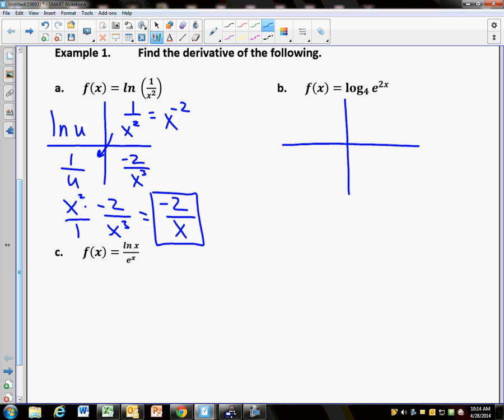Log base e. Not log of e, log base e. What's the outside function here? Log base 4 of u. Very good. Inside is e to the 2x. According to our rule that we just wrote before, what is the derivative of log base 4 of u? Good. 1 over u ln of 4.